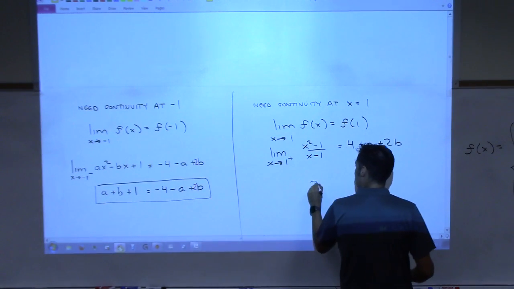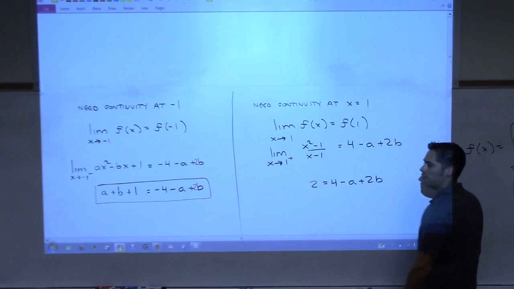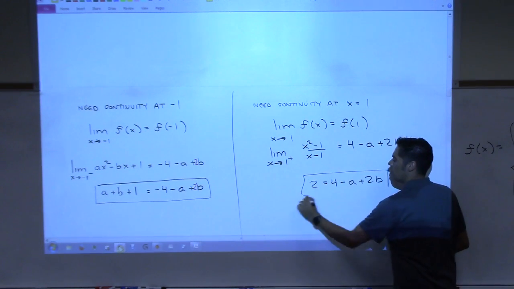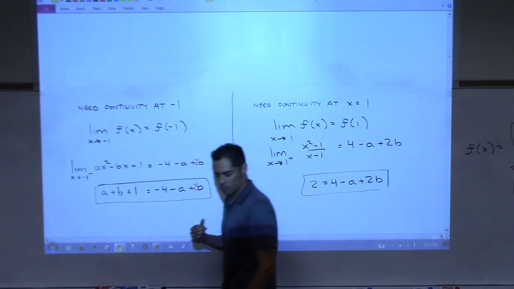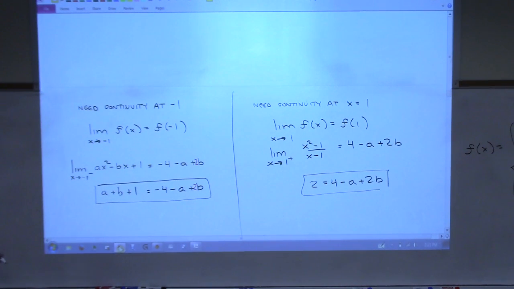So you get 2 equals 4 minus a plus 2b, like that. You have a second equation with the same two variables as this one, which in college algebra we called a system of equations, a system of linear equations.